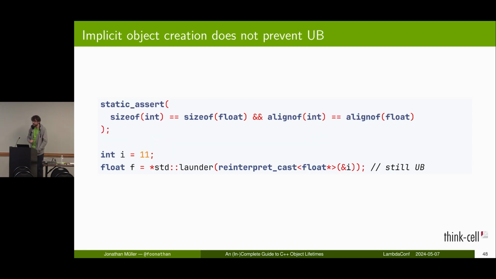And again, implicit object creation does not prevent undefined behavior. So here we're having an int, we're reinterpret casting it as a float. This is still undefined behavior. The compiler will not implicitly create a float for us, right? It only happens in very narrow use cases and not in everything else.